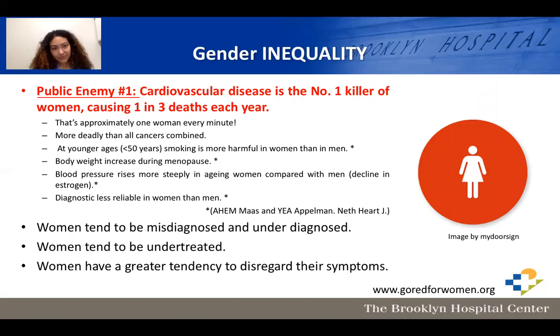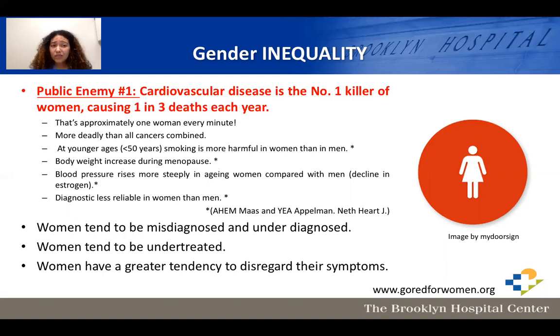Gender inequality. Again, let's discuss the research that's out there. The research is noticing that public enemy number one is cardiovascular disease in women. It is the number one killer of women. It causes 1 in 3 deaths each year. So they're noticing that it's even deadlier than all cancers combined. Now think about that. That's approximately 1 woman every minute dying of heart disease.